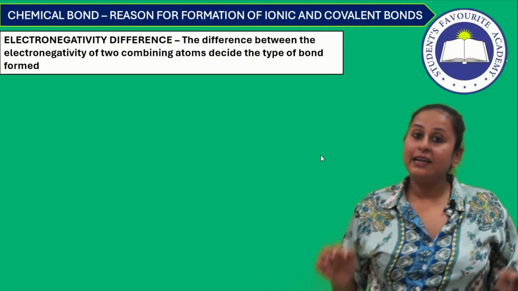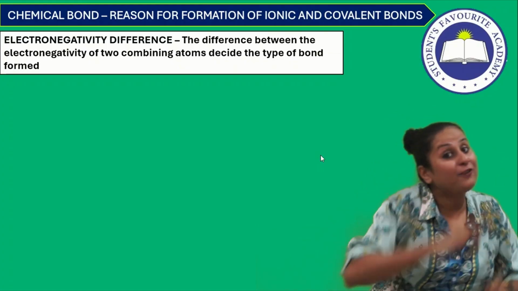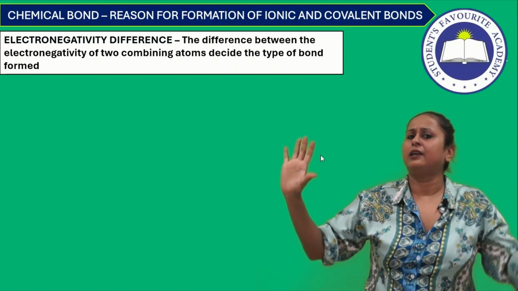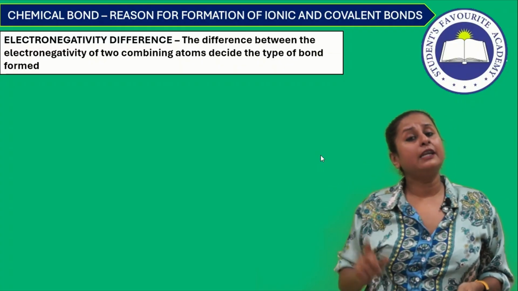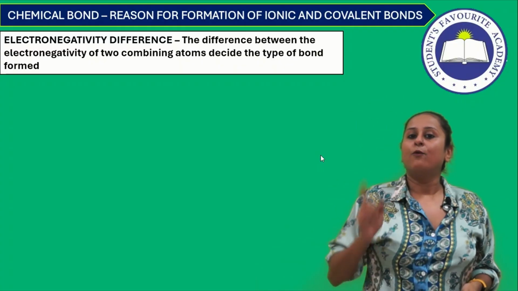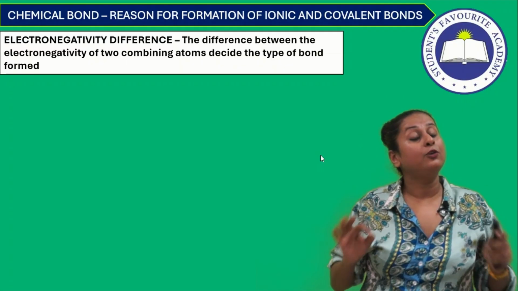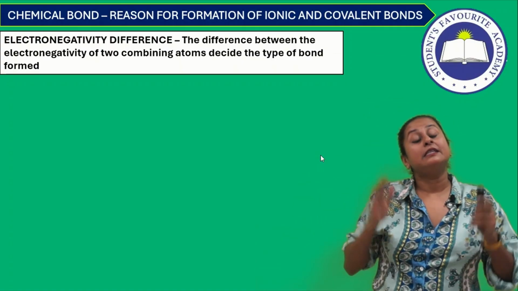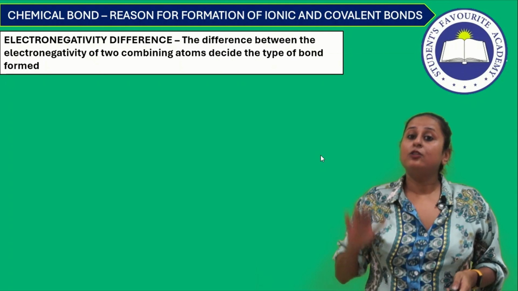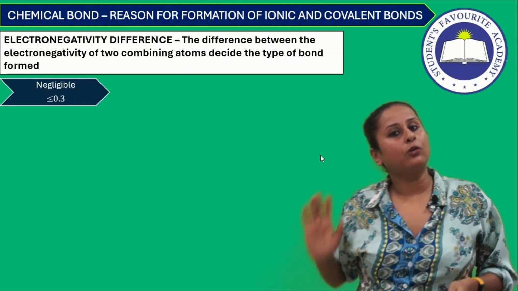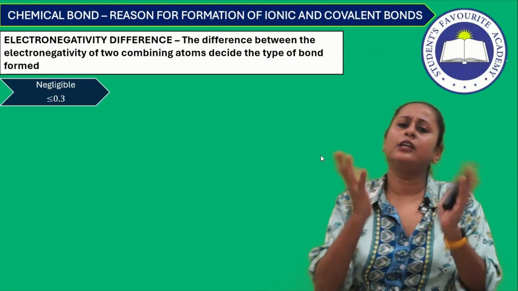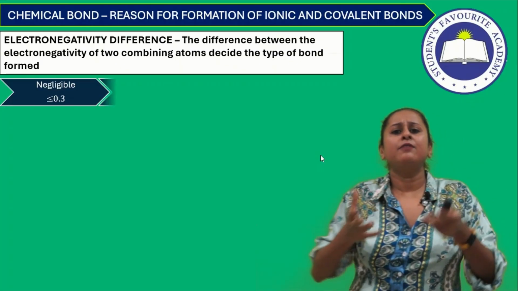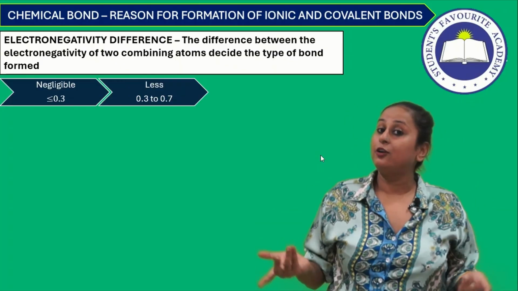Alright, so once again coming to electronegativity difference, what is it? The electronegativity of one atom minus the electronegativity of the other atom. So this electronegativity difference is what decides what type of bond is formed between two atoms. When the electronegativity difference is negligible, that means less than 0.3, non-polar covalent bonds are formed. Why? Because the electronegativity difference is almost zero, so neither of them will pull the shared pair of electrons, so they will get no poles.